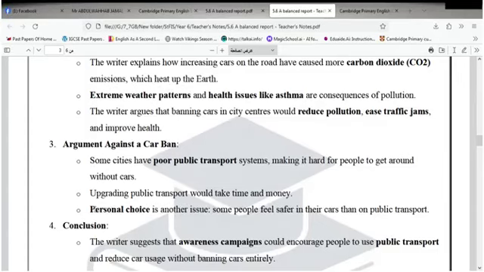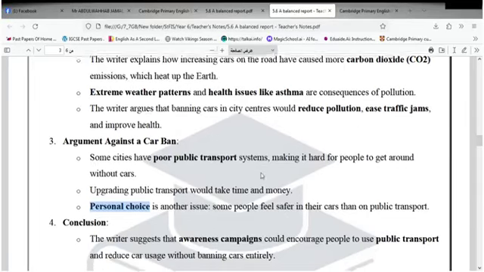And in the end, remember that using the car is personal choice. Some people feel safer. They don't like to share cars or share vehicles with others. So people feel safer in their cars than on public transport.